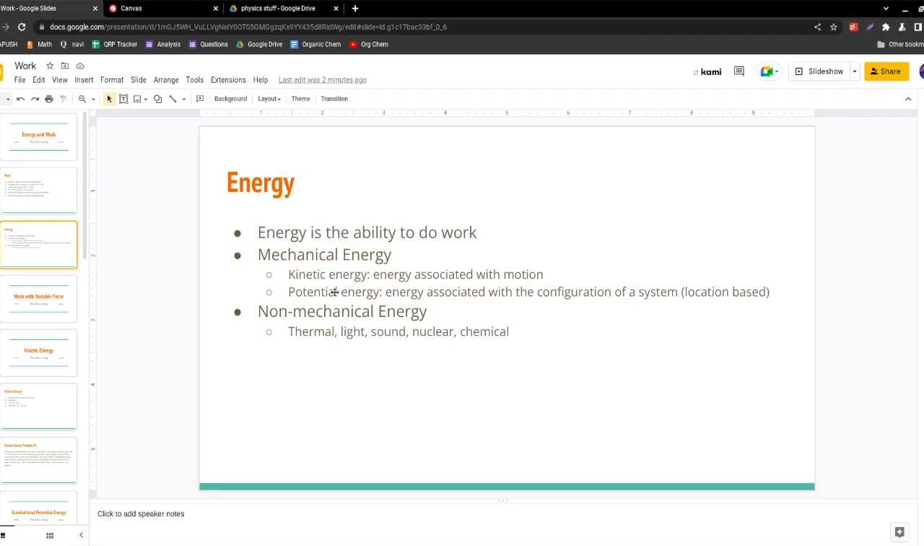Also, I haven't put it on the slide yet, but energy is conserved. And I'll go into more detail about it when we do energy calculations. That basically means the final energy is going to be equal to initial energy.